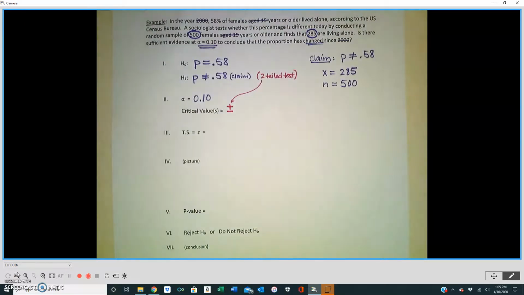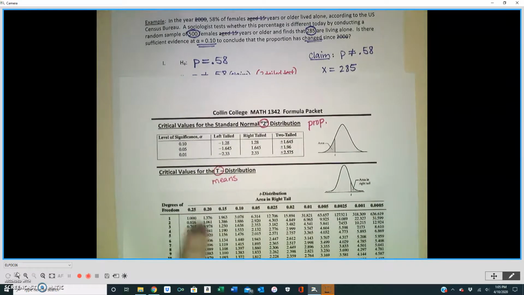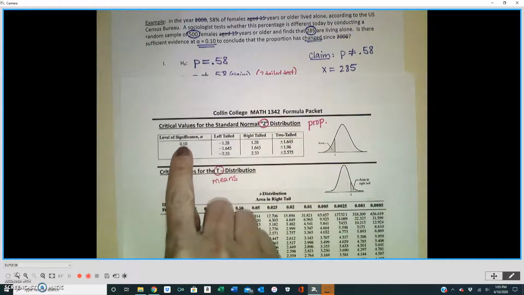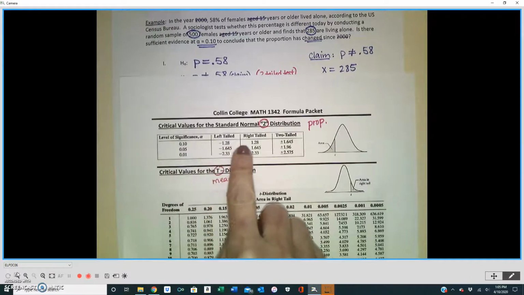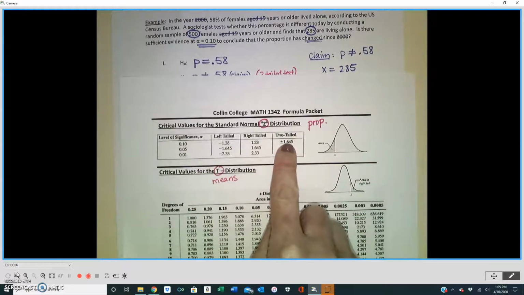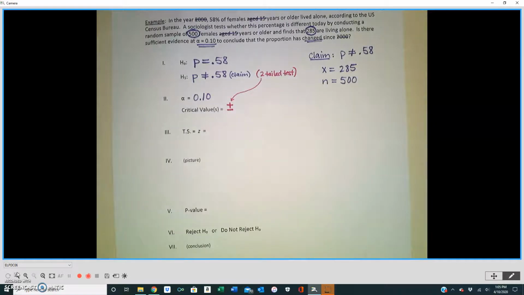Okay, so now what do you do? You go to your table. Here's the table. Our alpha was 0.10. We have a two-tailed test. See the plus and minus? It's there. 1.645.